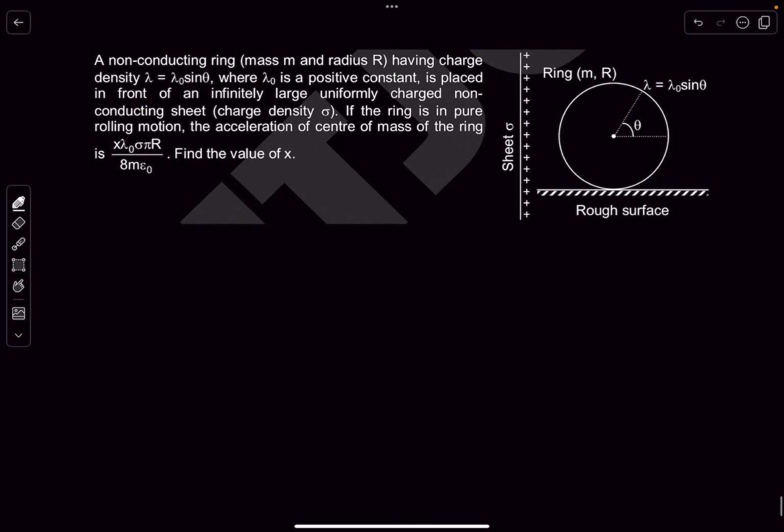Okay guys, so in this question we have a non-conducting ring whose mass m and radius is given. It has a charge density lambda, which is lambda naught sine theta, where lambda naught is a positive constant, and it is placed in front of an infinitely large, uniformly charged non-conducting sheet whose charge density is given to be sigma. If the ring is in pure rolling motion, so it's rolling without slipping, then we have to figure out the acceleration of the center of mass of the ring.